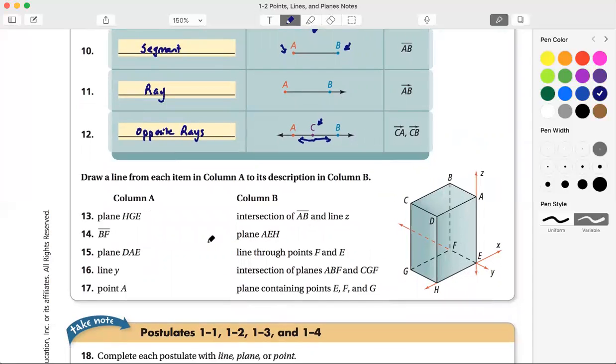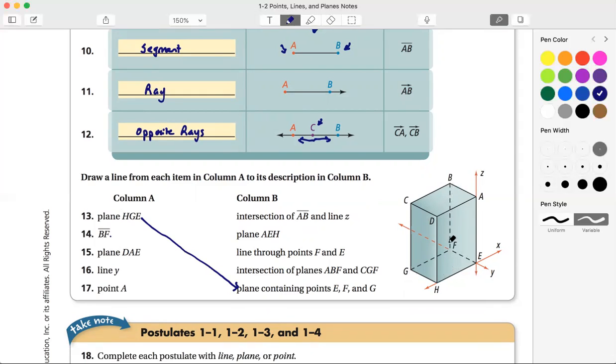All right, now we're going to draw a line from each item in column A to its description in column B. So here's the figure we're going to use to help us. Plane HGE. So HGE is the bottom here. So this would be the plane containing the points E, F, G. That's the bottom. There we go. Okay, this is line segment BF. So where is BF?